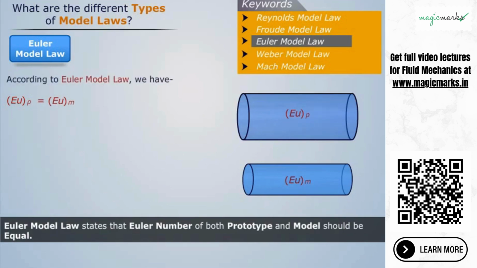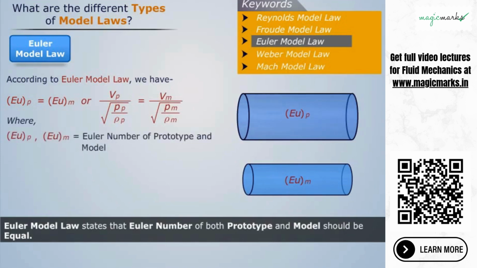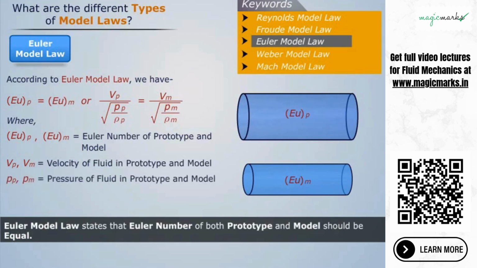According to Euler model law, we have EUP = EUM, where EUP and EUM are the Euler number of prototype and model. VP and VM, the velocity of fluid in prototype and model. PP and PM, the pressure of fluid in prototype and model. Rho P and Rho M, the density of fluid in prototype and model.